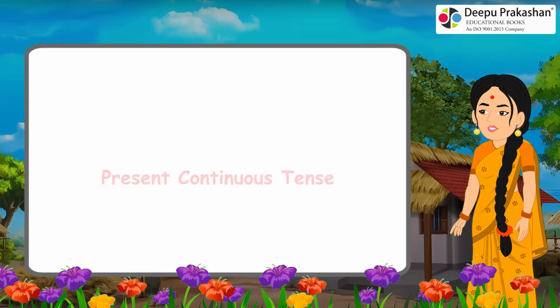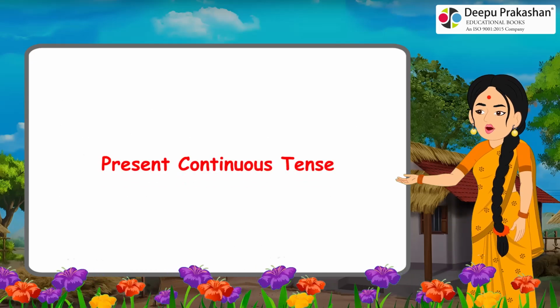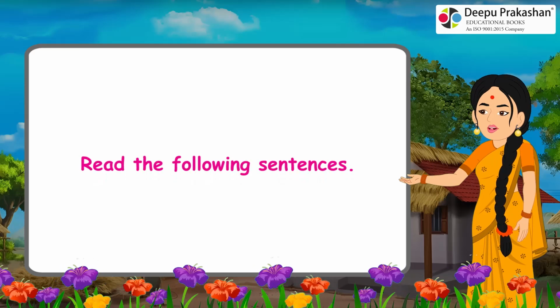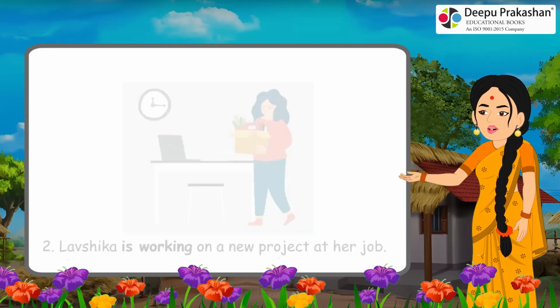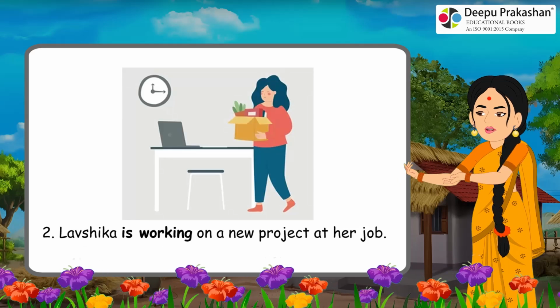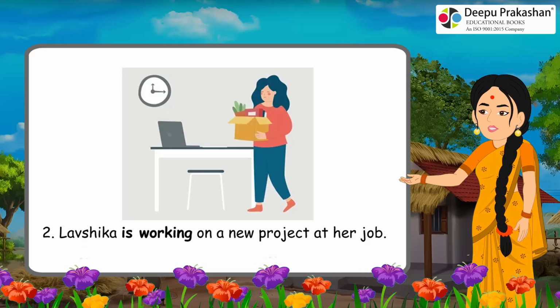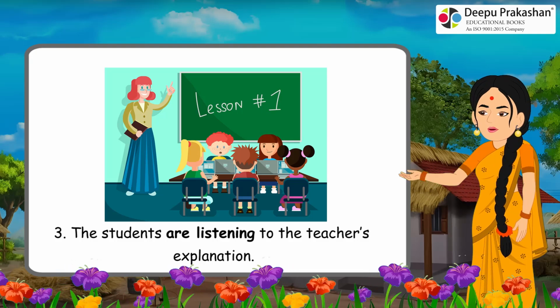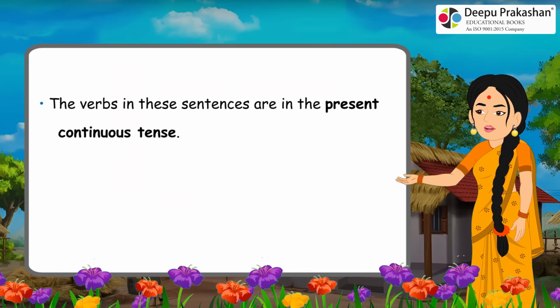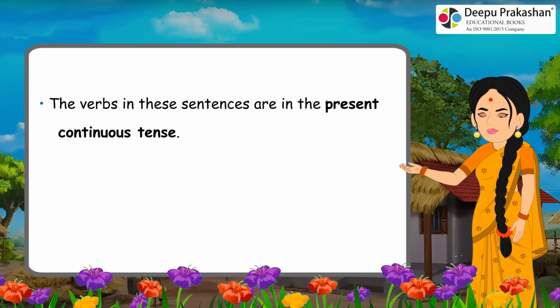Present continuous tense. Read the following sentences. 1. I am reading a book right now. 2. Lavshika is working on a new project at her job. 3. The students are listening to the teacher's explanation. The verbs in these sentences are in the present continuous tense.